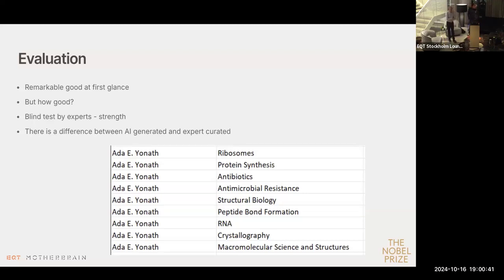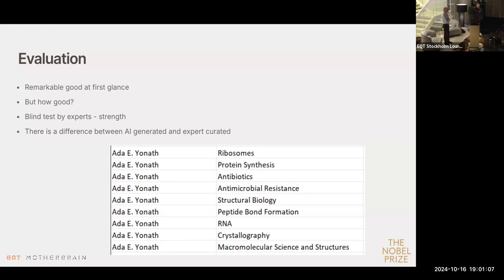So what was the outcome of this? Well, this is a small example of the keywords that we got from one of the laureates, a randomly selected laureate, Ada Yonath. And as someone with a background in biology and structural biology, I can say that these keywords are really, really good. They are amazingly good. Question is, how good are they, and will the prize awarding institutions accept them?